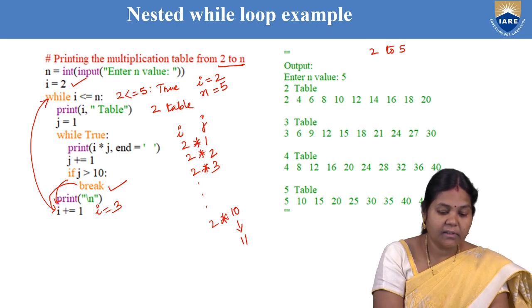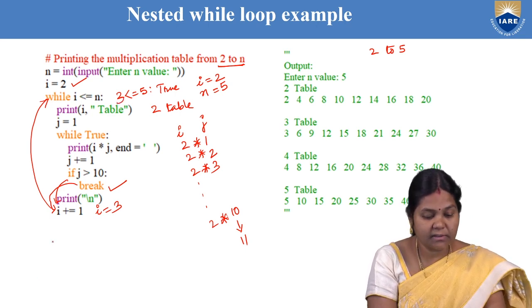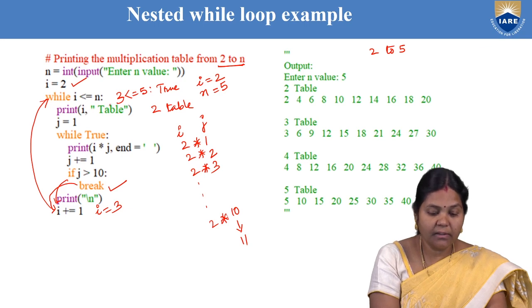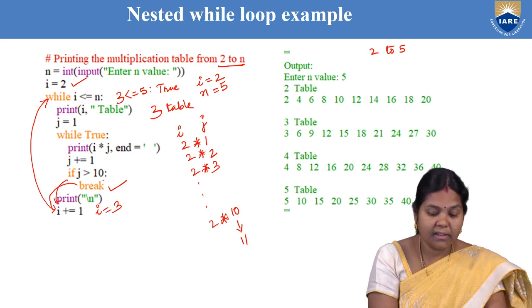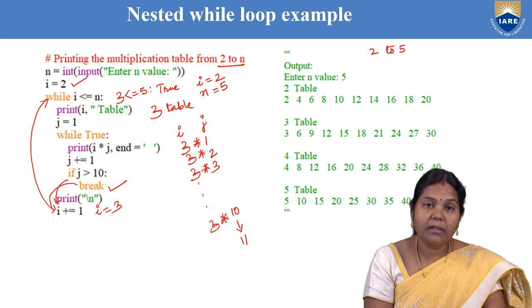Again you check the condition. 3 is less than or equal to 5. Yes, I is less than or equal to n. Yes. Then print the 3 table. Then again take j equal to 1, and in this inner while loop it displays the I into j value. So every time 3 into 1, 3 into 2, 3 into 3, this will continue.